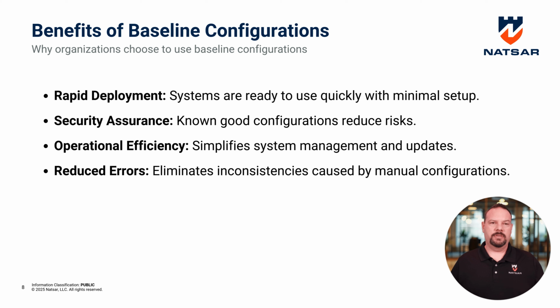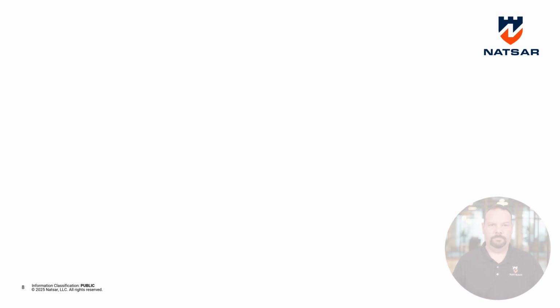It also gives us some security assurance. We know that these configurations are good, they work, they're hardened, so we've got some assurance with that. Operational efficiency, of course, it just simplifies our system management and creating updates, and it also helps reduce errors. You don't have inconsistent systems that are just all over your network that don't have the same settings. From a cyber and an IT operational perspective, having inconsistent systems is very frustrating and very hard to manage.